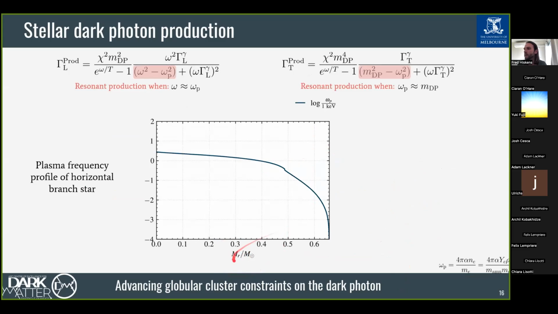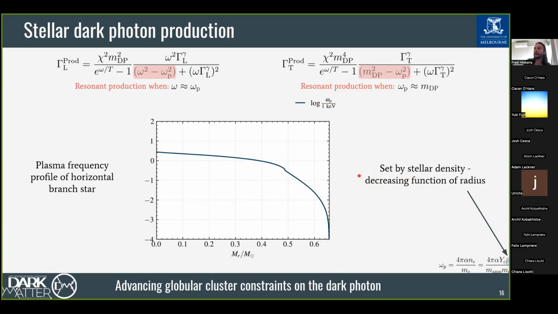So here we have the radial profile of a horizontal branch star. We have the radial mass coordinate down here on the x-axis, and I'm plotting here the log 10 of the plasma frequency normalized to 1 keV. We should note that, roughly speaking, the plasma frequency is set by the stellar density, with some dependence on chemical composition as well. So it's really a decreasing function of radius; as we can see, it drops off the further out you go.